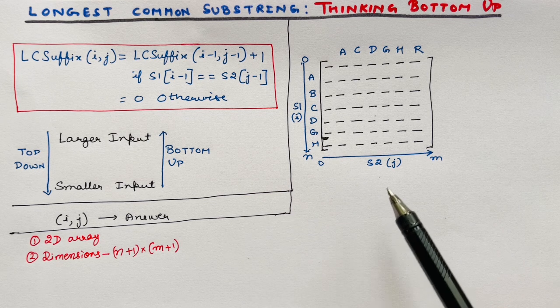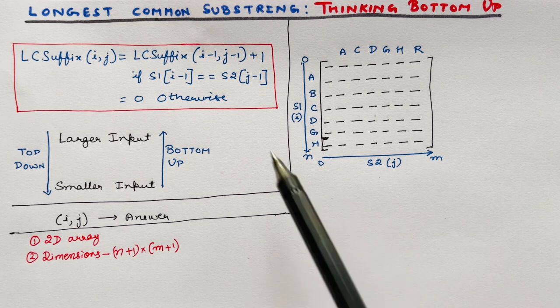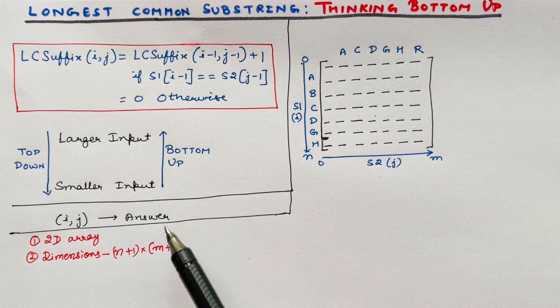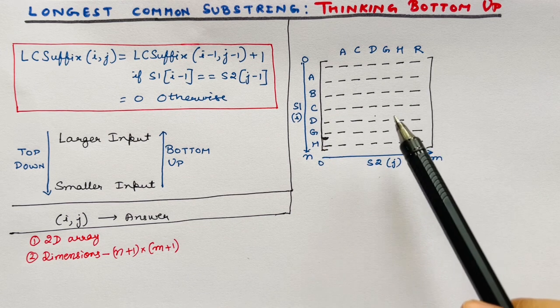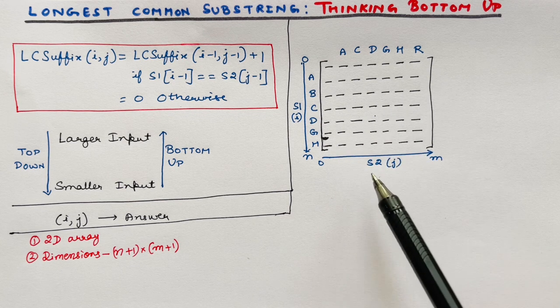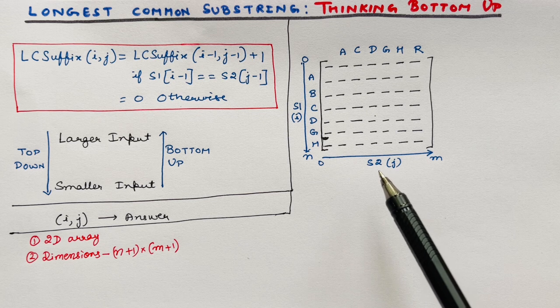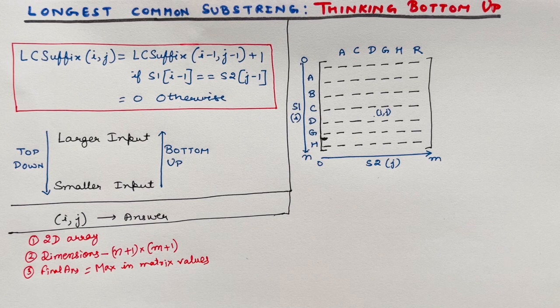So if we have this matrix filled, what is the relation of these filled values to our final answer? How can we get our final answer from this matrix? We know that the longest common substring is basically the length of the longest common suffix that we find for some i, j. So if this matrix is filled, the maximum value in this matrix is our answer. So while filling this matrix, if we can keep track of the maximum value that we see, our job will be done. So now we have noted that our final answer will be the maximum of all the matrix values.